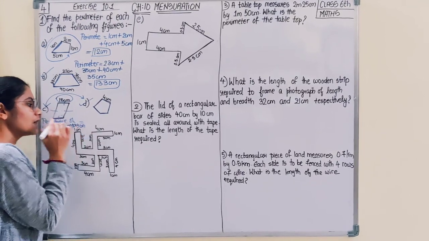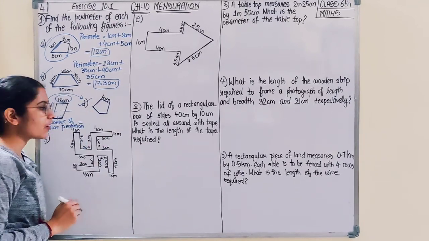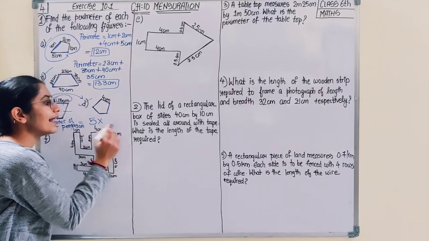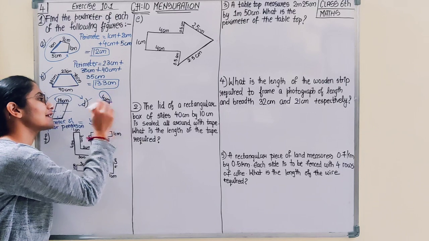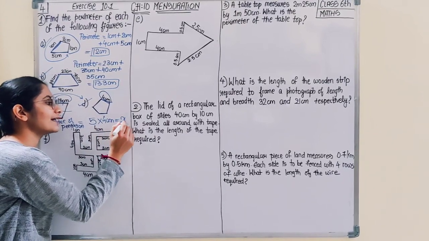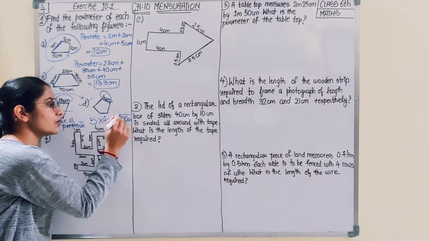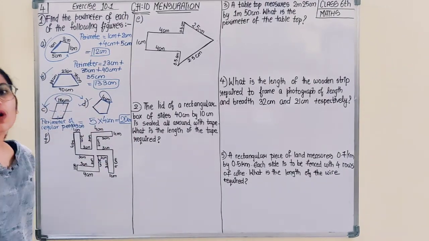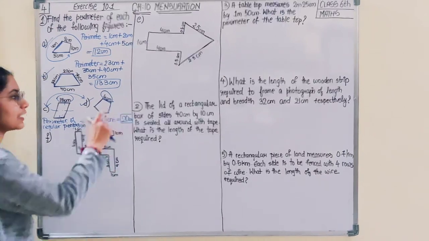So regular pentagon. So perimeter of regular pentagon is, since pentagon has 5 sides, the number of sides into length of each side. So length of each side is given, that is 4 centimeter. So that equals 20 centimeter. So 20 centimeter is the perimeter of the given closed regular shape.